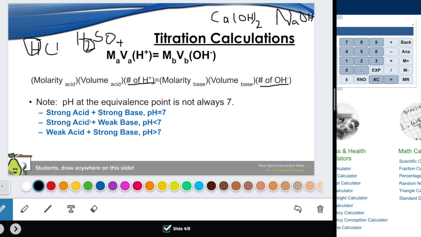And then just as a reminder, the pH at your equivalence point, meaning when your OH and your H plus are equal, is not always going to be 7. And for my pre-AP kids, we already learned this on Friday.